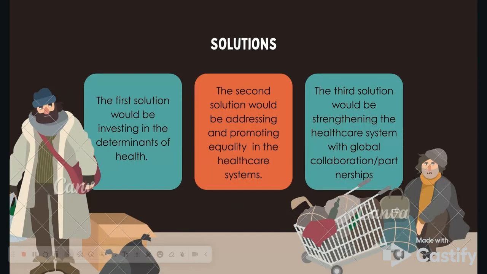The first solution would be investing in determinants of health, which would be addressing poverty and inequality, allowing people to get the education and employment they need in order to have access to medical care that they deserve. The second solution would be addressing and promoting equality in the health system. We would need to make sure that there is affordable healthcare for everyone in the world, not just for some.